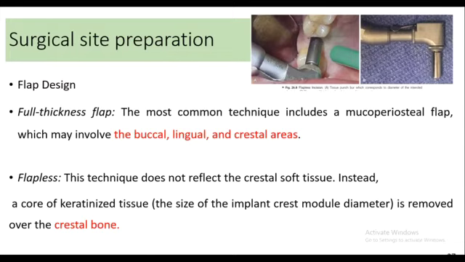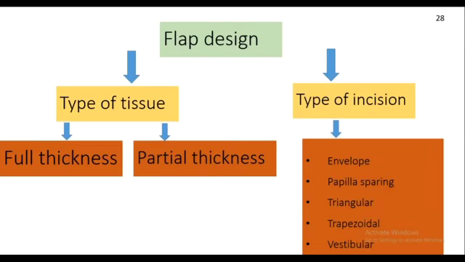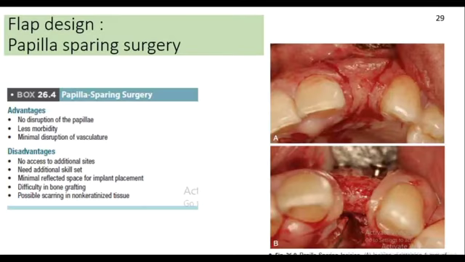Now the flap design can vary depending upon the type of incision and the type of tissue. The type of tissue can be full thickness or partial thickness, and the type of incision can be an envelope flap, papilla sparing, triangular, trapezoidal, and the vestibular flap. Now coming on to the flap design, it can be a papilla sparing surgery.